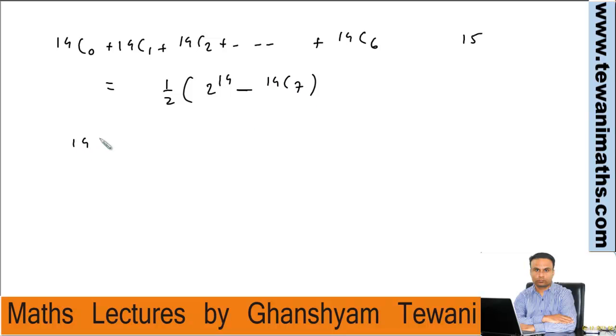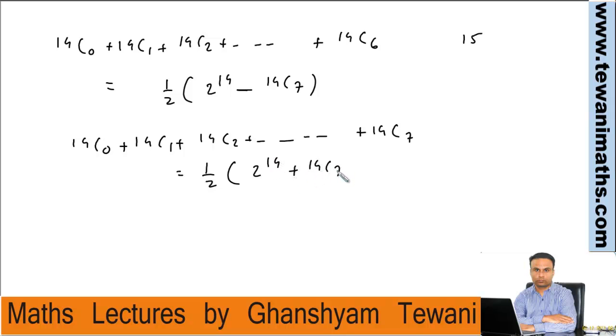If the series had been 14C0, 14C1, 14C2 up to 14C7, then how many terms are these? 8 terms. If we double these 8 terms, we have 16 terms, which is 1 term more than the 15 terms of the full series. So this sum will be half into 2 power 14 plus 14C7. Here when we double the terms, which are 7 terms, we have 14 terms, which is 1 term less than 15 terms. So we put a minus sign here.